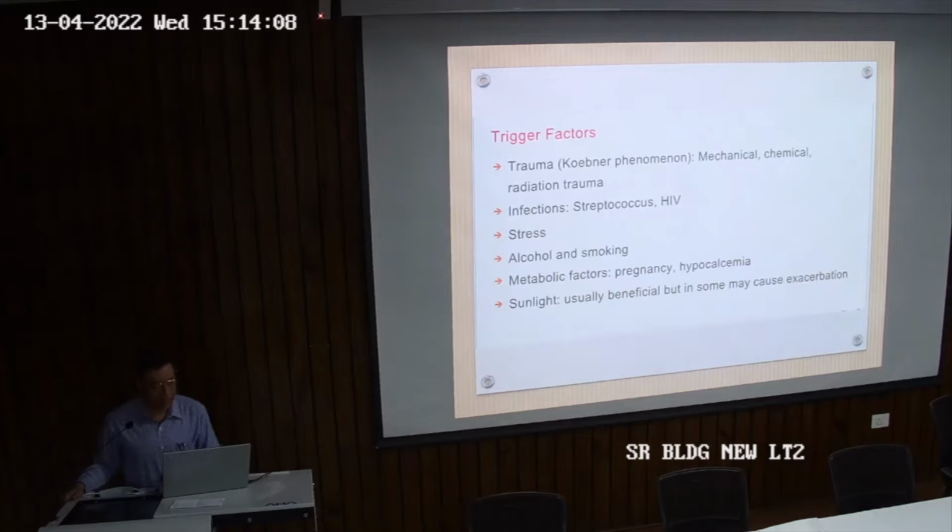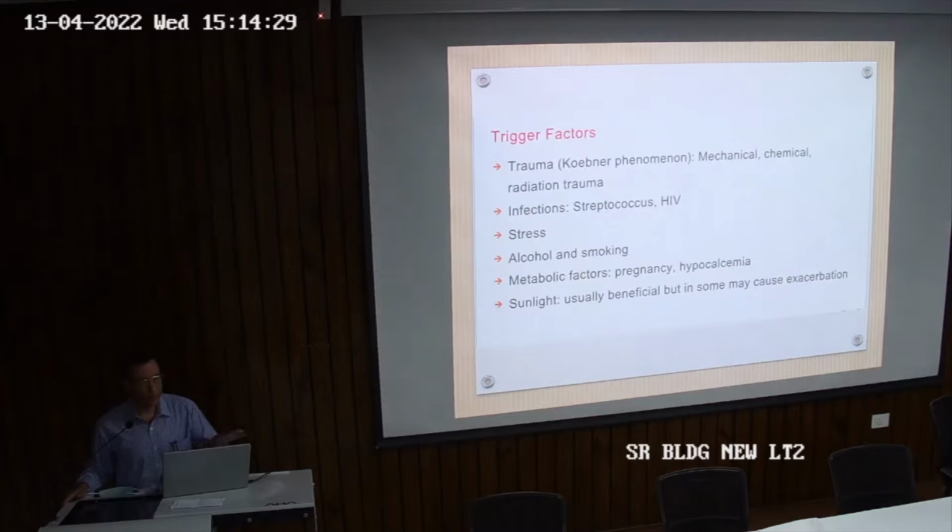Metabolic disorders like pregnancy: if a patient is having psoriasis in pregnancy, it will aggravate. And hypocalcemia also aggravates psoriasis. This is what we are talking about: a patient already having psoriasis. If such a patient faces hypocalcemia, the lesions will appear.